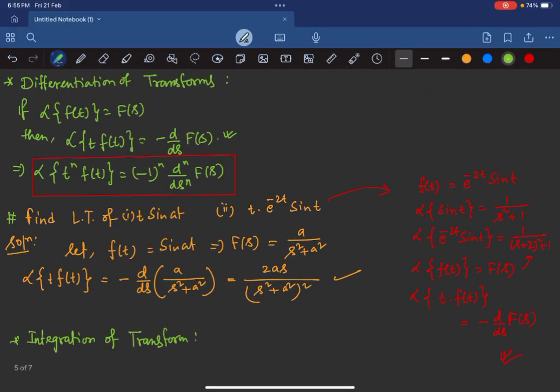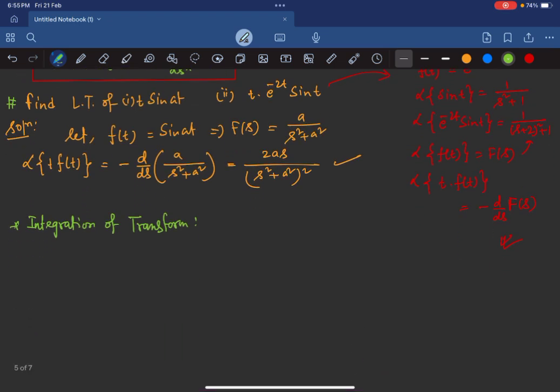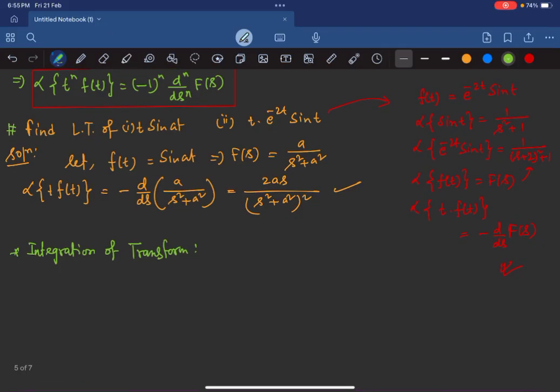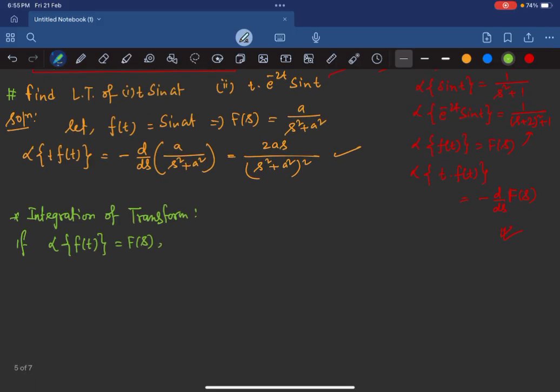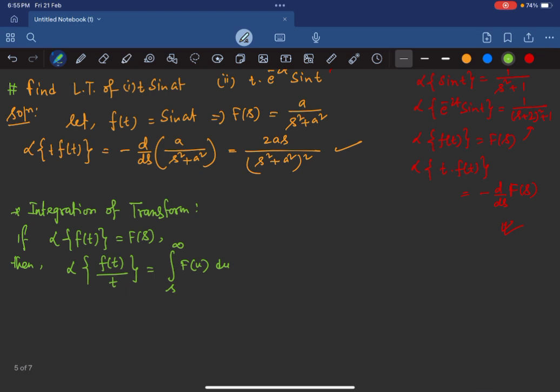Okay, now previously we had multiplication with t. Now here it will be the division with t for the same case. Suppose the Laplace of f(t) is F(s). Then the Laplace of f(t) by t is given by the integral from s to infinity of F(u) du. This is a very important result.